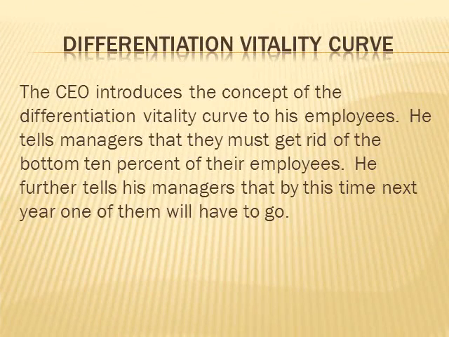The CEO introduces the concept of the differentiation vitality curve to his employees. He tells managers that they must get rid of the bottom 10% of their employees. He further tells his managers that by this time next year, one of them will have to go.